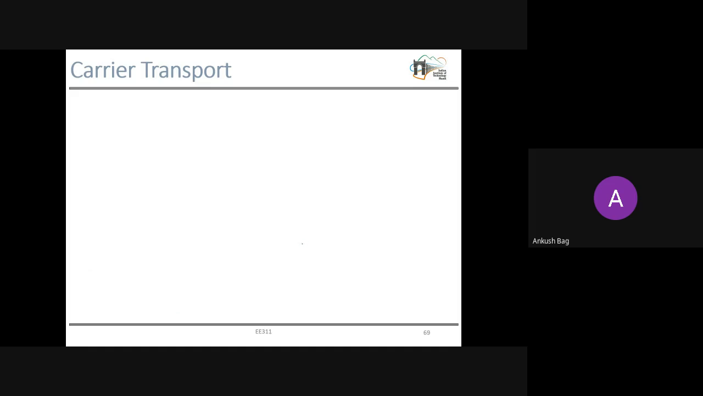To explain all these characteristics, we need some background, and some part of this background we have already discussed. The thing that we need to know is random thermal motion.